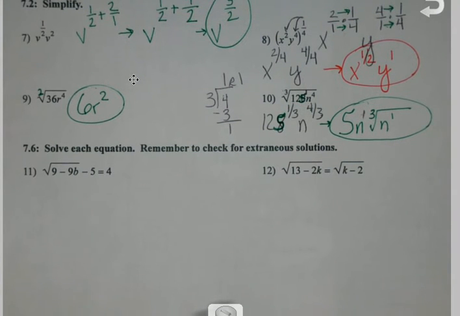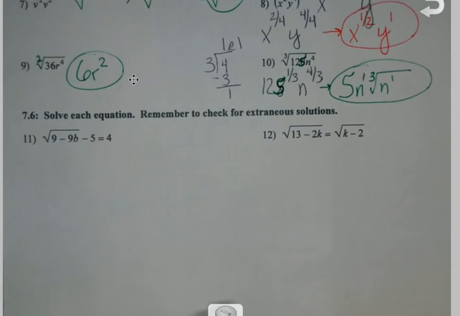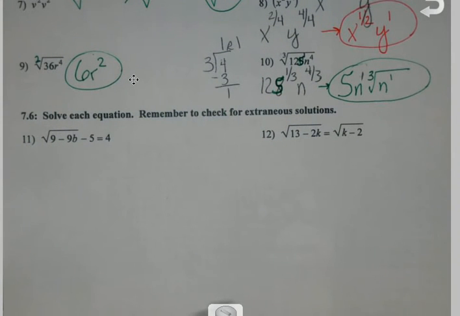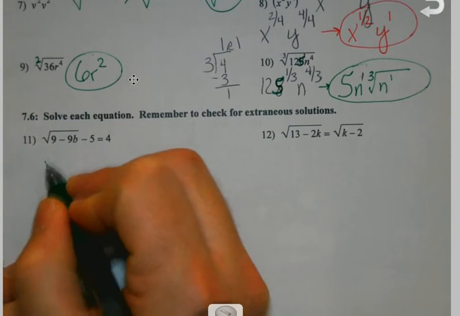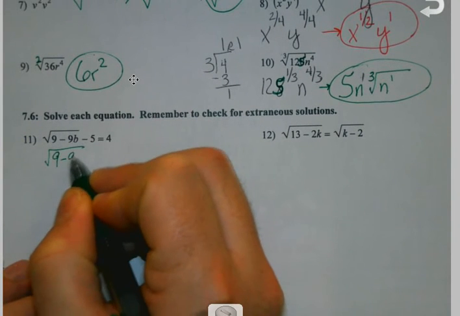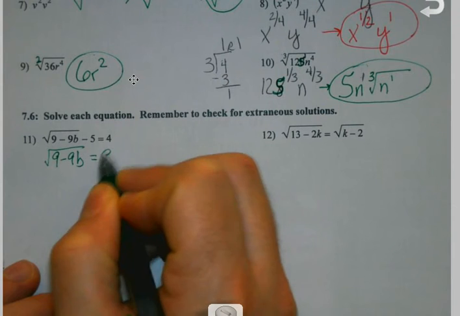All right, let's see here. 11. Solve the equation. Remember to check for extraneous solutions or answers that don't work. What do I have to do first? Okay, we got to add the 5 because we got to get that radical isolated. So we add the 5 over.